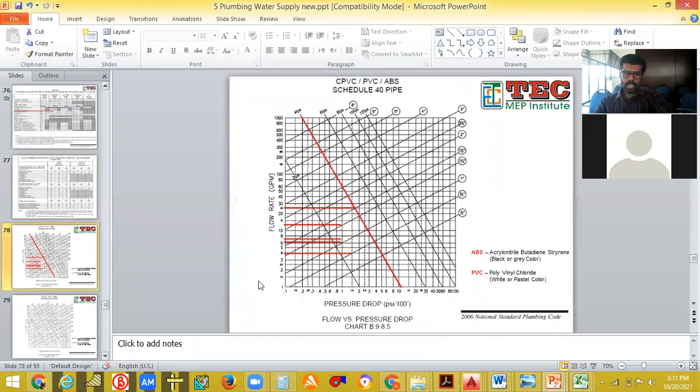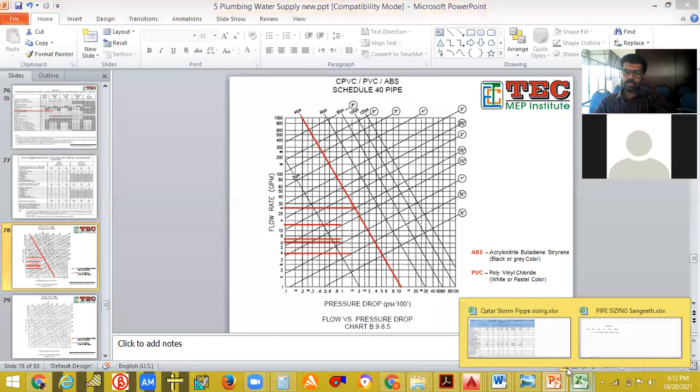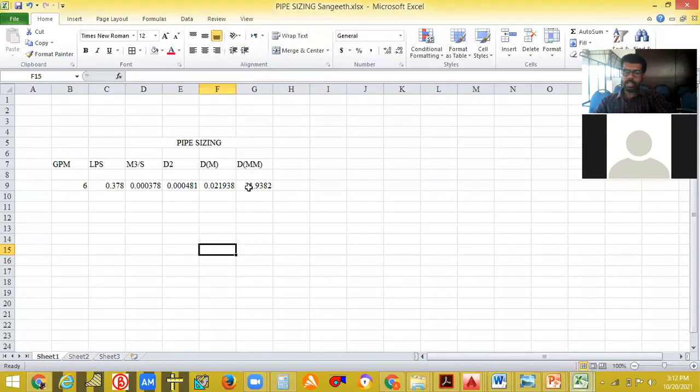Go to this graph. What flow rate did you get? 6, right? With respect to 6, this is 5, 6. Go here. It is coming between 3 by 4 and closer to 1 inch. It is coming between 3 by 4 and 1, at 3.2 feet per second. So you have to take 1 inch. Or you go here, give 6, and you will get the answer.